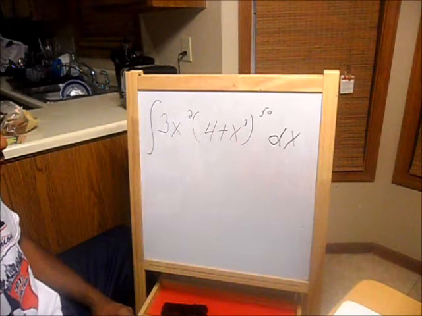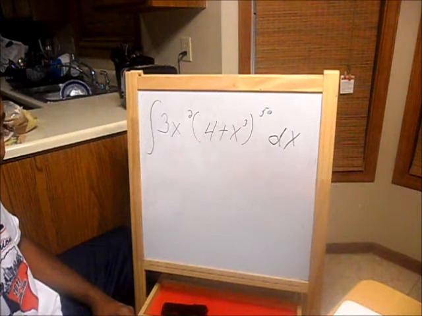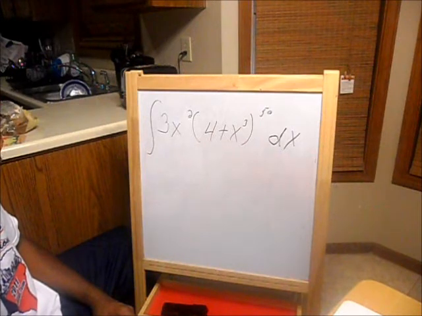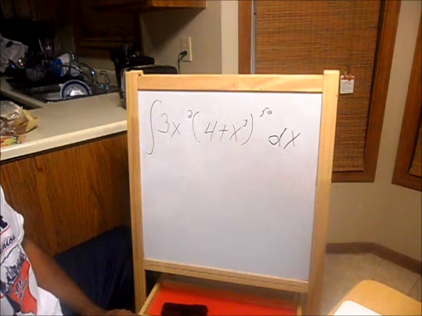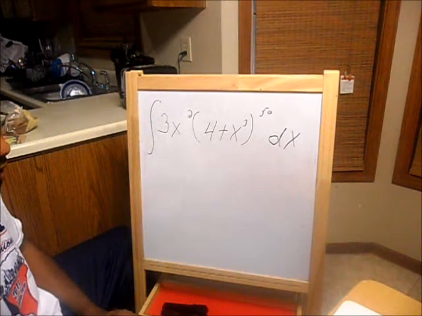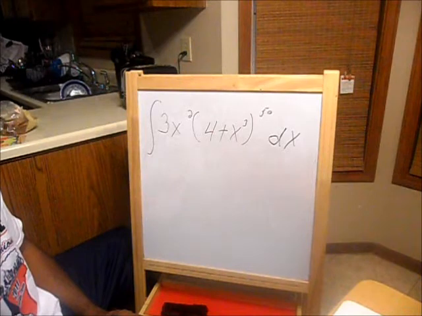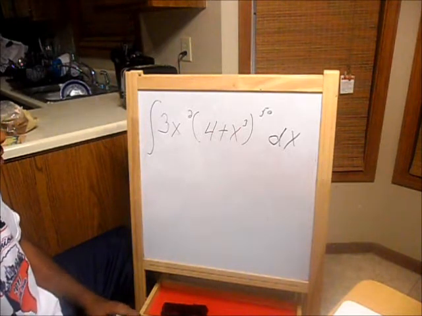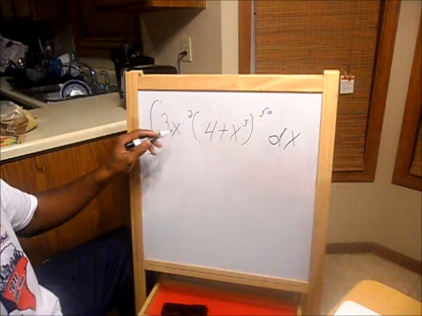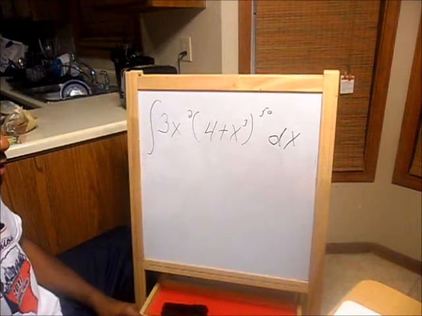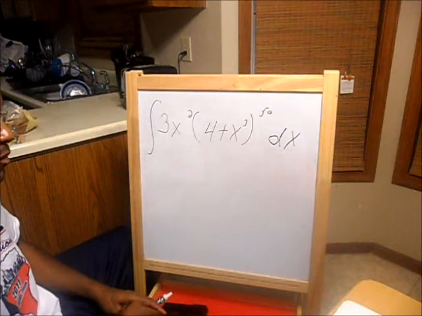So good evening. I'm going to demonstrate a U-substitution problem. For many of you that know, or even if you don't know, U-substitution is a math problem that you do in calculus, and you do a short review of it in calculus 2. This problem says the integral of 3x squared times 4 plus x cubed to the 50th power dx.